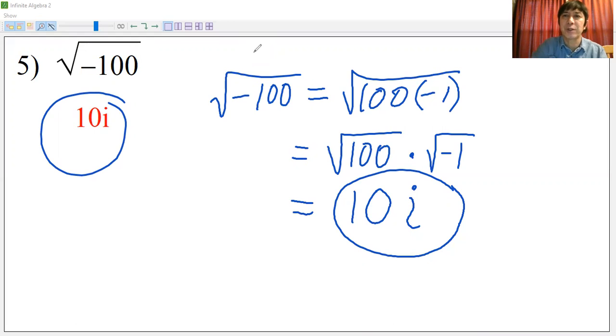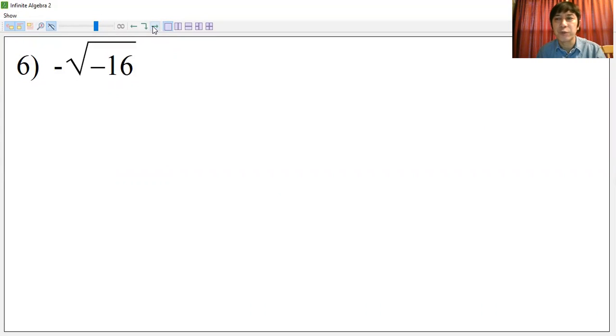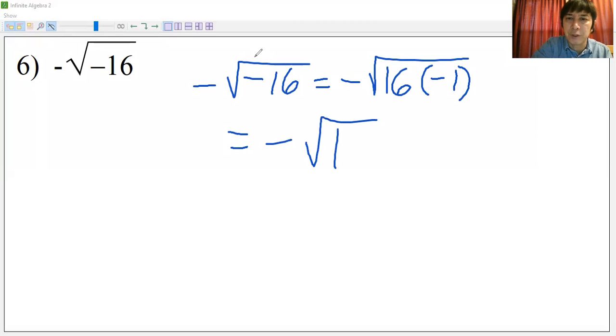Next, number 6. Let's proceed to number 6. Here's number 6. Negative square root of negative 16. Okay. So what we have here will be negative square root of negative 16. This is equal to negative square root of 16 times negative 1. There. And this is equal to negative square root of 16 times the square root of negative 1.